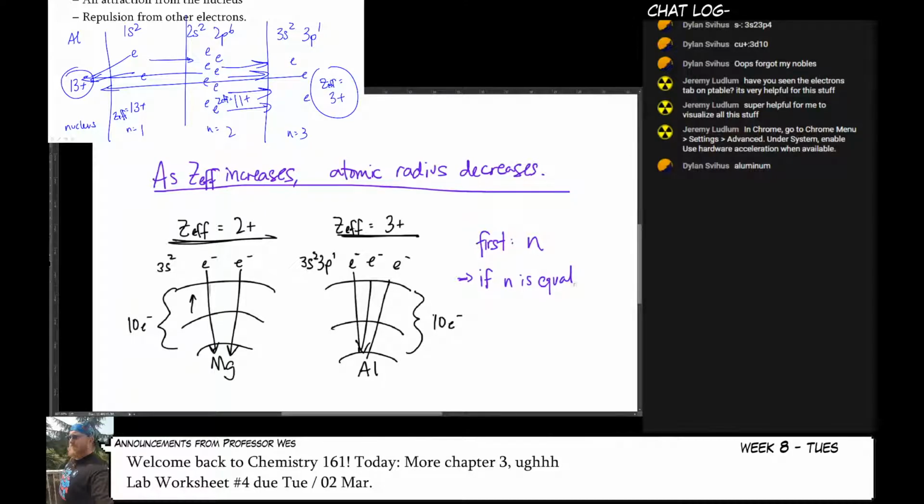But if N is equal, you're going to compare ZEffective. Okay? And that will allow you to compare any two atoms, and that's going to be our whole goal.